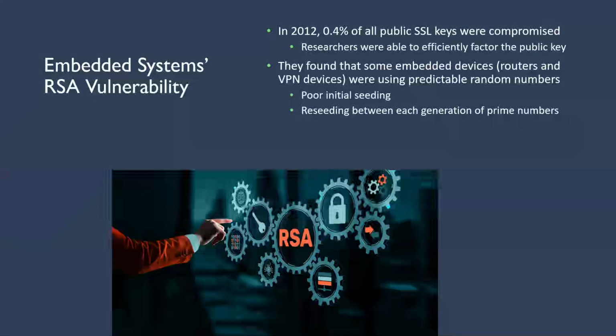So they were able to find that some embedded devices like routers and VPN devices were using very, very predictable random numbers. They would use the same P and Q, which made factoring very, very easy. And this happened from very poor initial seeding.